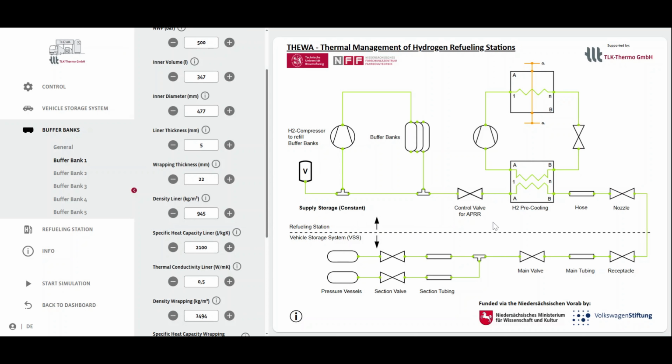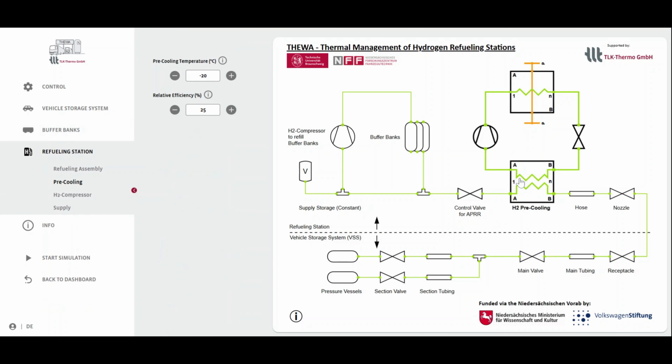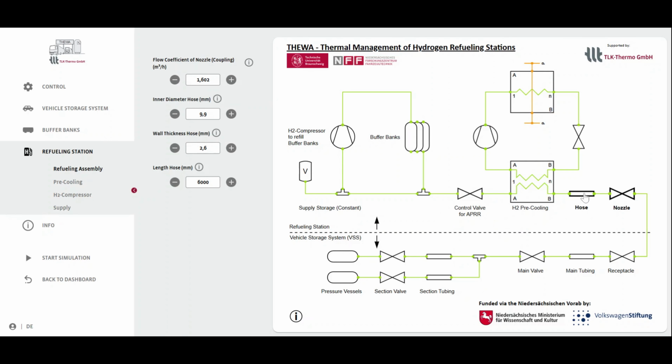For the hydrogen refueling, it's also necessary to pre-cool the hydrogen. Therefore, we have considered a simplified pre-cooling unit, which is based on a relative cycle efficiency with respect to the ideal Carnot efficiency. The refueling station contains also a refueling assembly. Here you can set the flow coefficient of the nozzle as well as the dimensions of the hose.